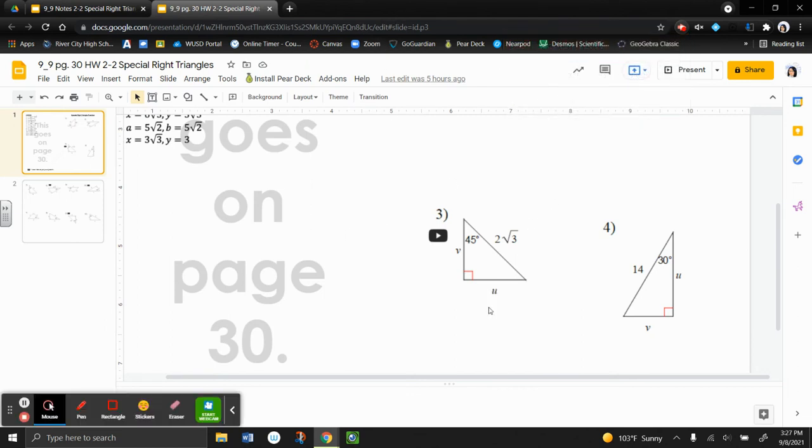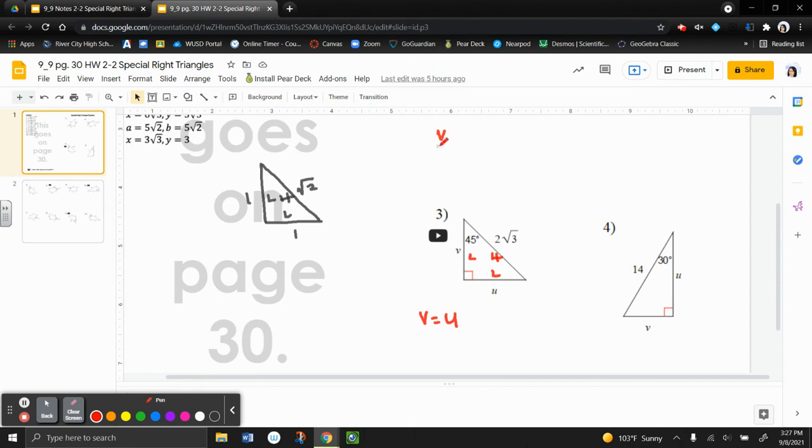All right, so now let's take a look at a couple of these homework examples. So starting with the first one. So this is a 45, 45, 90 triangle. So what I'm going to do off to the side here is draw a 45, 45, 90. We know that's 1, 1, root 2, leg, leg, hypotenuse. And I'm going to label on this triangle, we have our leg, leg, and hypotenuse. Well, in this case, we know that V and U are equal because they're the legs. And now we're going to solve for either V or U using the side that we're given.